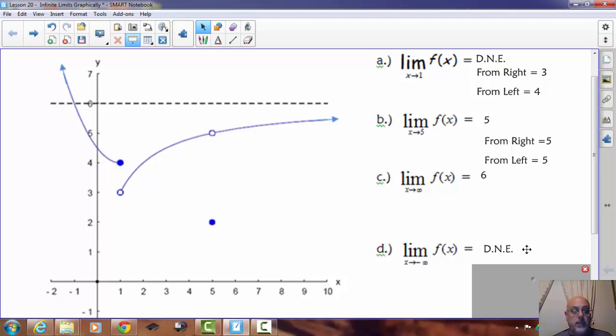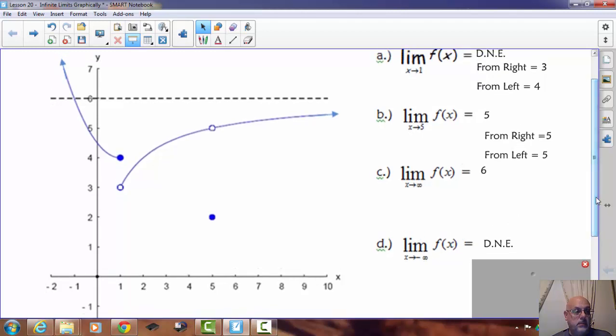So the limit does not exist there because we can't put a number on it. Infinity is a concept, not a number, and if you recall, the definition of a limit is the numerical value of what the function is trying to attain.